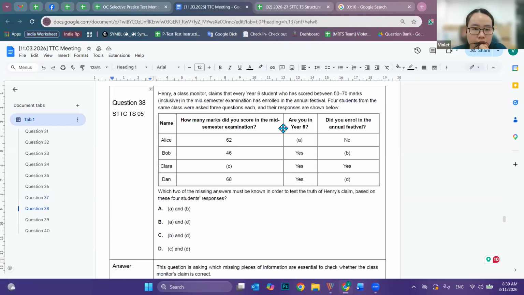So for question 38, it asks which 2 of the missing answers must be known in order to test the truth of Henry's claim, based on these 4 students' responses. The claim is that every student who has scored between 50 to 70 marks, inclusive, in the mid-semester examination has enrolled in an annual festival.